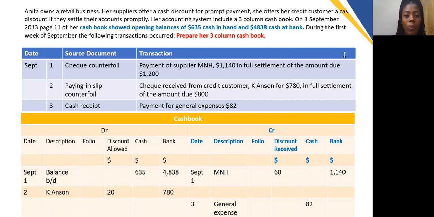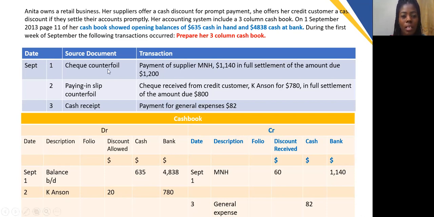So what we have to do here, we have to prepare her three-column cash book. They give us some information to start, and then they also give us some transactions. We have to read the transaction, analyze it, make the correct entries. Remember, this is just one part of the entire accounting process or the entire accounting cycle. So there's no way that you can get around this. You have to be able to do this part.